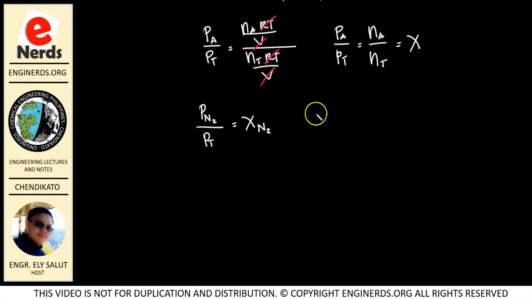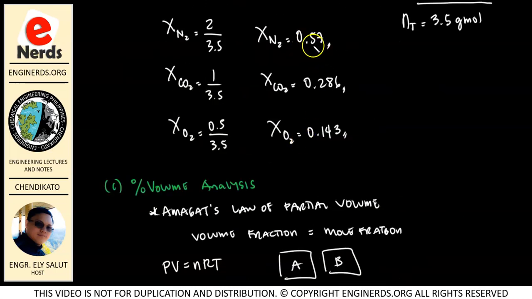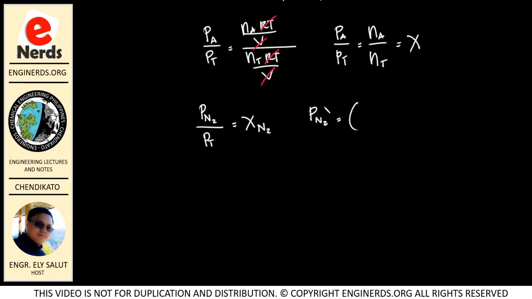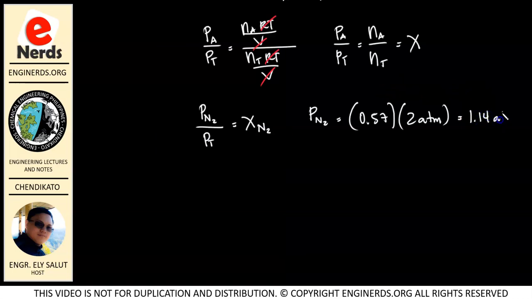So, our partial pressure of N2 is equal to the mole fraction of our N2. Ano yung mole fraction ng N2 natin? 0.57. So, 0.57 times our total pressure, which is 2 atmosphere. Okay, so therefore, our partial pressure of N2 is equal to 0.57 times 2. So therefore, it is 1.14 atmosphere.